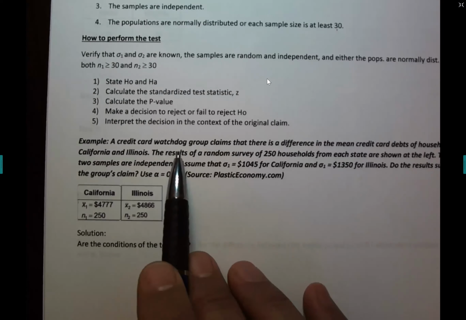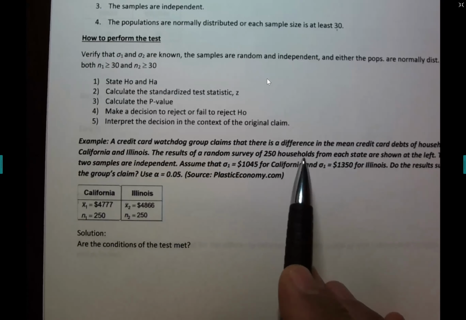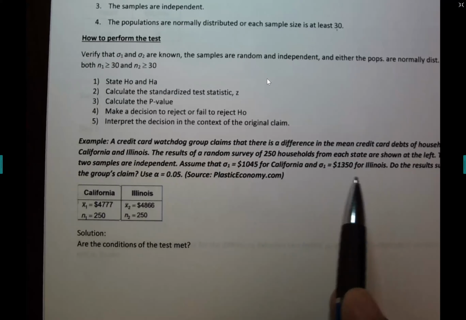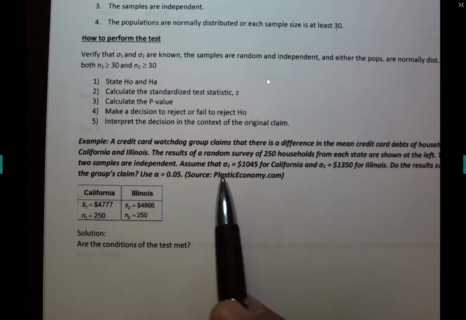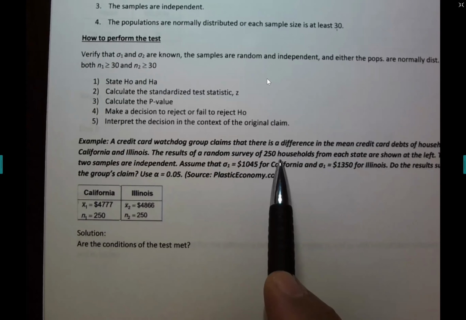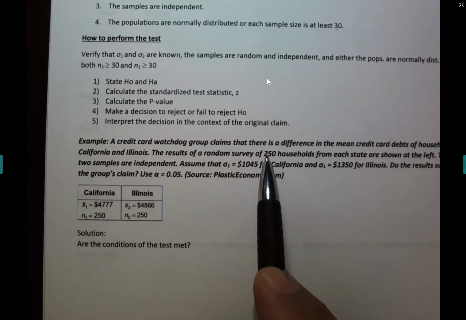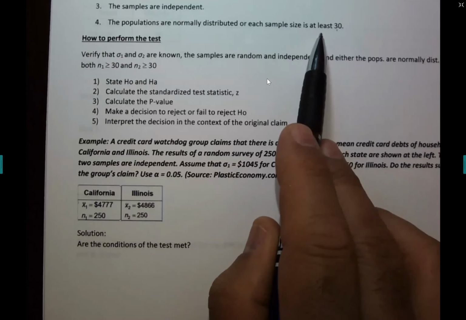A credit card watchdog group claims that there is a difference in the mean credit card debts of households in California and Illinois. So we have two populations, guys: the credit card holders in California and the credit card holders in Illinois. They are independent because one group lives in California and the other lives in Illinois. So these are independent samples. The results of a random survey of 250 households from each are shown at the bottom. So the sample size is 250 from each, which meets the requirement of the test.